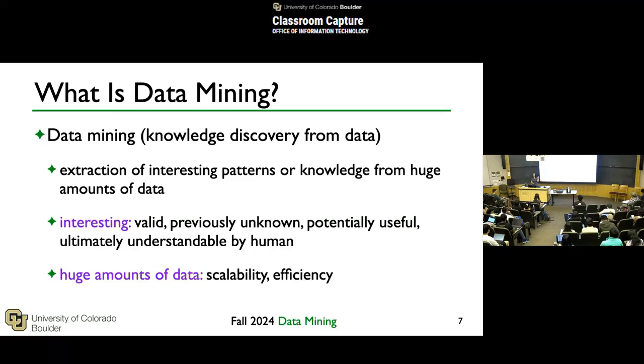So it's a valid pattern, okay? The second one, previous unknown. That's important, right? Because many times you're trying to discover new knowledge, instead of repeating whatever is already known. You may be validating with a new data set or new scenario. That's still a contribution, okay? But generally, you're producing new knowledge. Potentially useful. It's important, right?